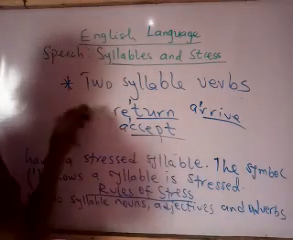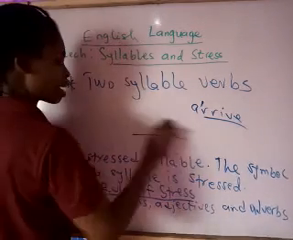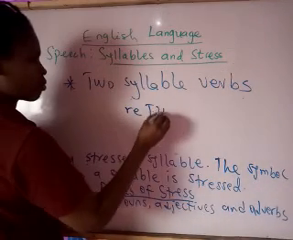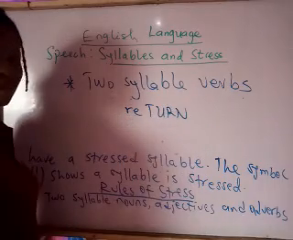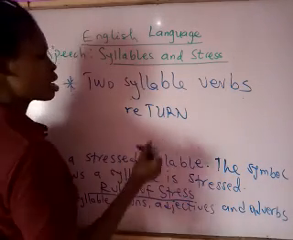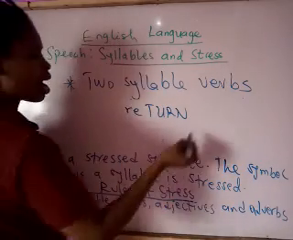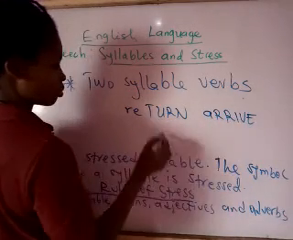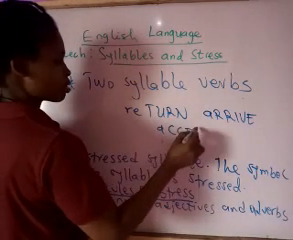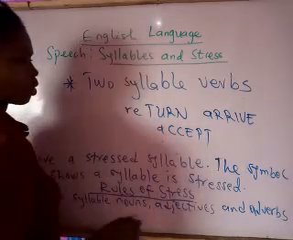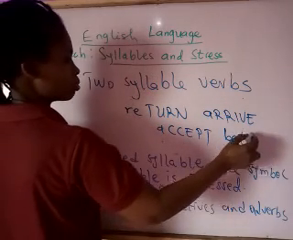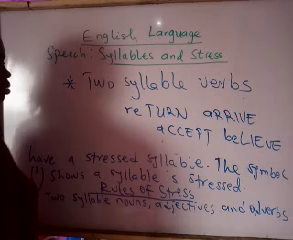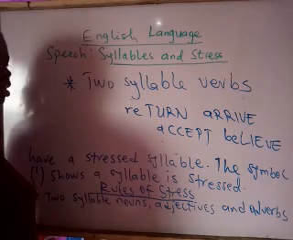Another thing you can do to show stress, if you don't want to use a stress marker, you can do this. You see that? You write the stressed syllable in capital letters. So we have arrive, we have accept, okay? Believe, believe. See that?